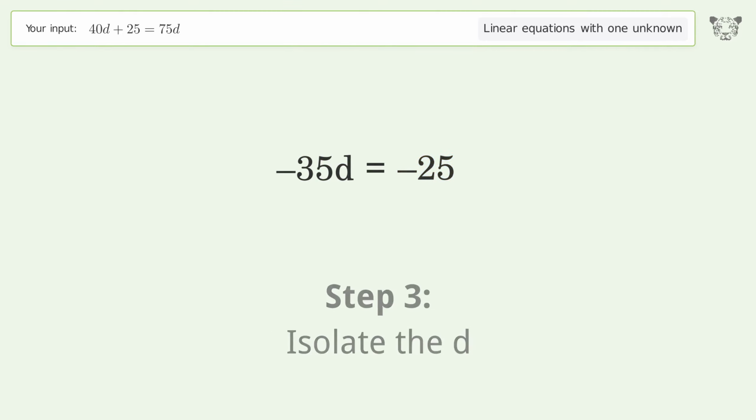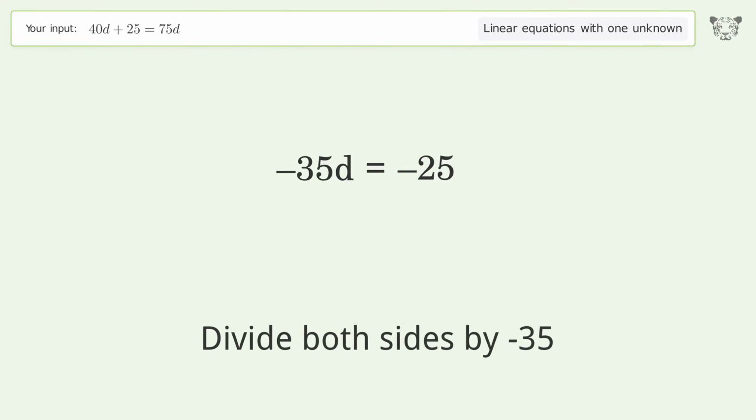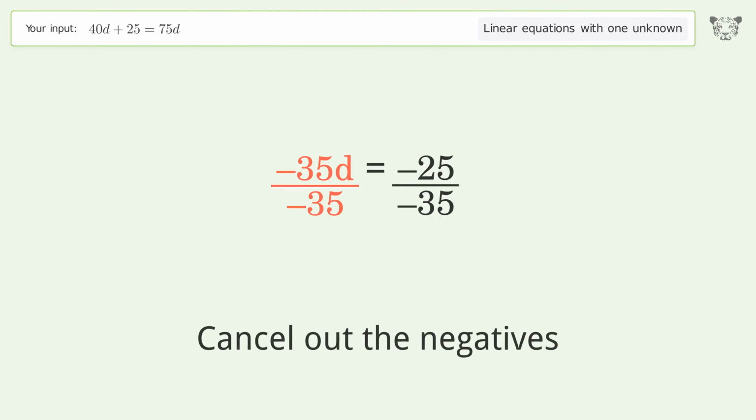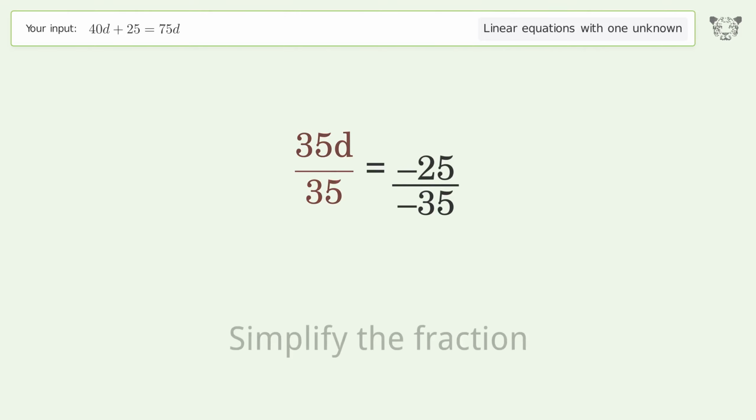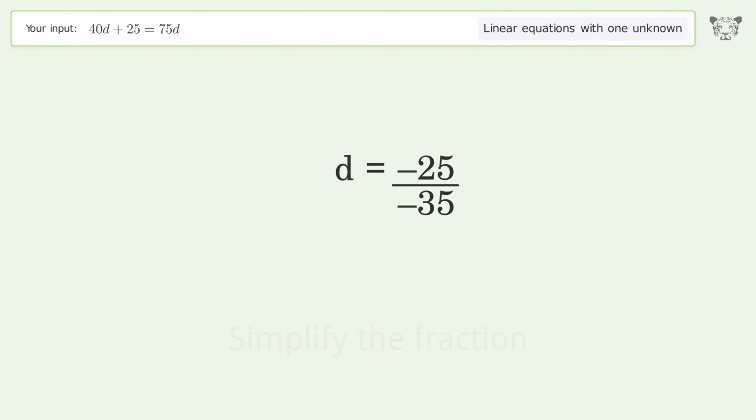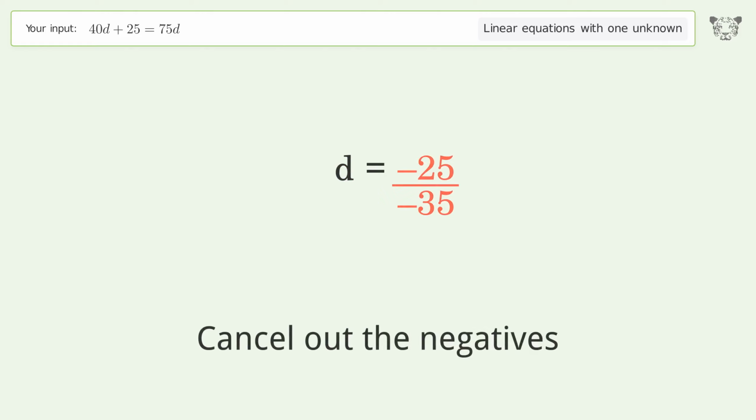Isolate the d. Divide both sides by -35. Cancel out the negatives. Simplify the fraction. Cancel out the negatives.